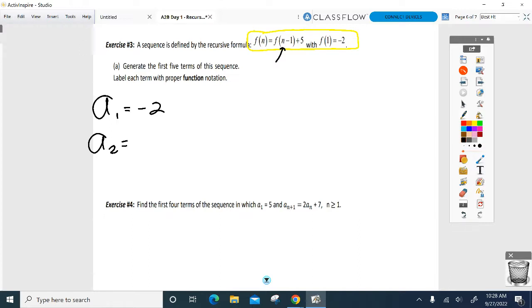That's the last term, or I like to call it the previous term. So if you want to find a term, you take the previous one and do what with it? Add 5. So how do I find the second term? Take the previous term, -2, and add 5. That's how I keep finding my terms. Previous, add 5. So I end up with 3.